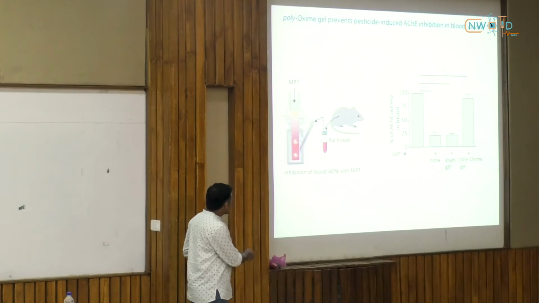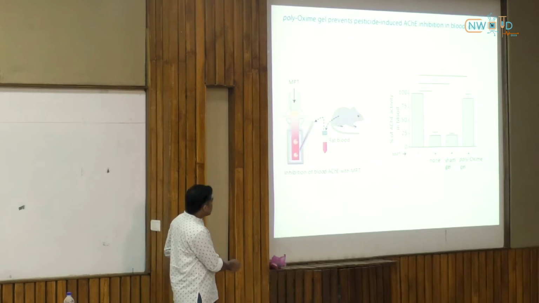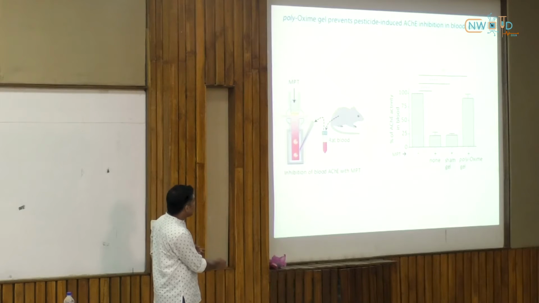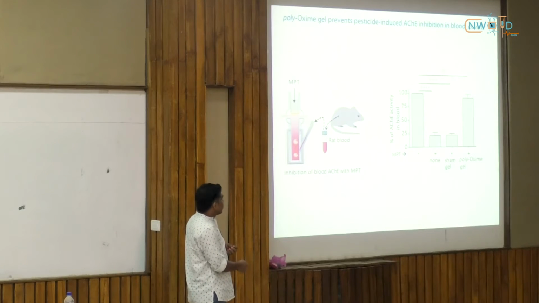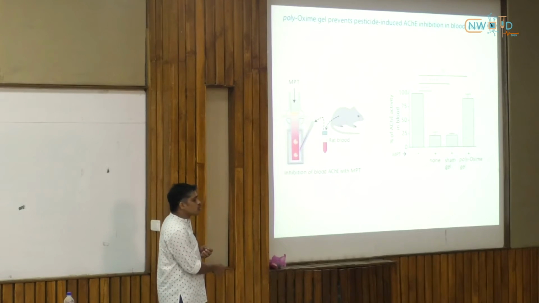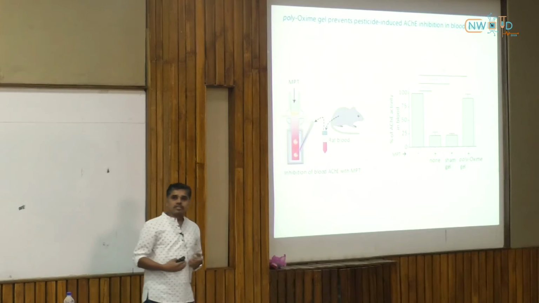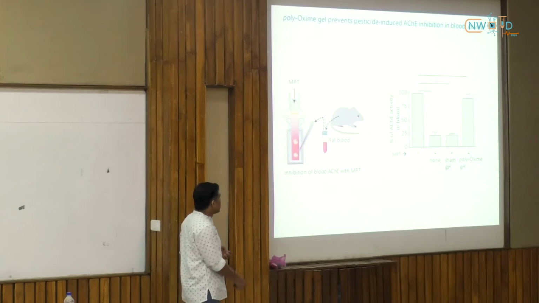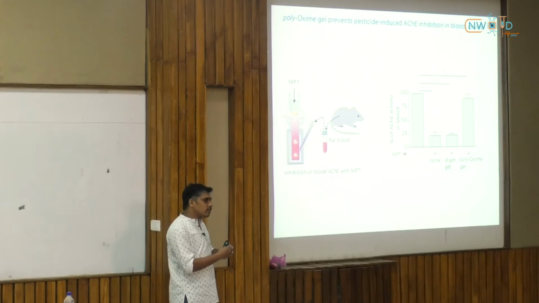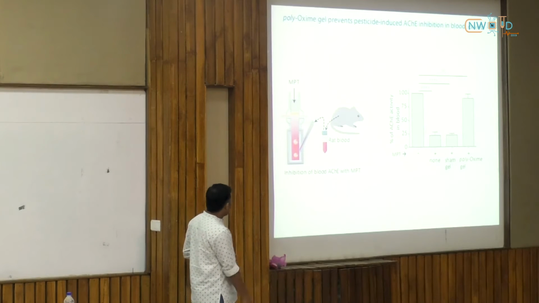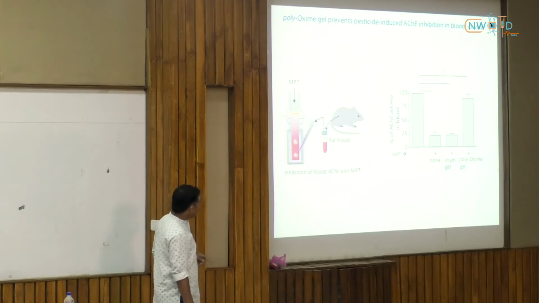And when you measure the enzyme inhibition rate here, in the absence of any pesticide, this enzyme has 100% activity. But when you expose it to the pesticide, either directly or in the presence of control gel, you can see a significant drop of enzyme activity. But when you have polyoxime gel, you don't see such inhibition of the activity, which clearly suggests that the gel doesn't act as a physical barrier, but rather it chemically deactivates the pesticide to prevent the pesticide-induced AChE inhibition.